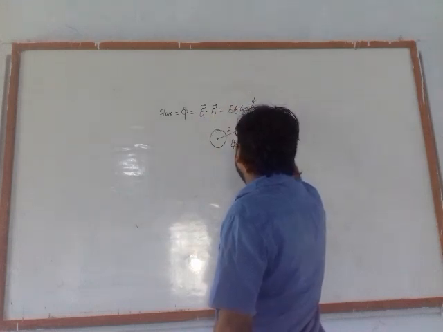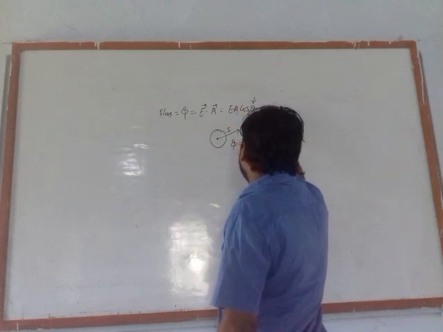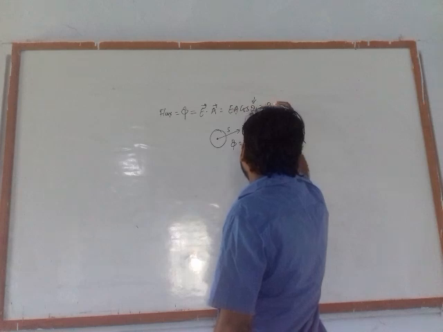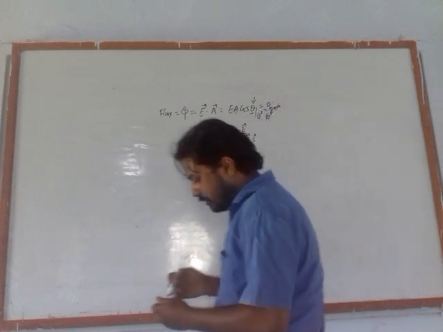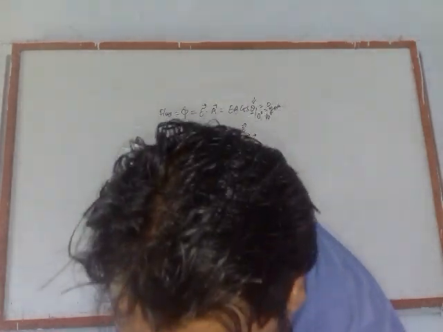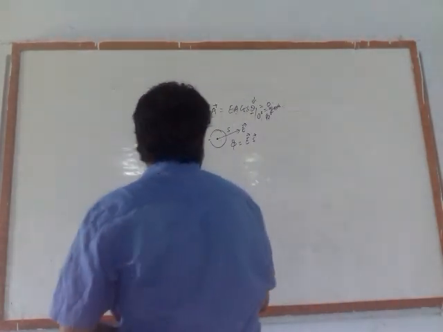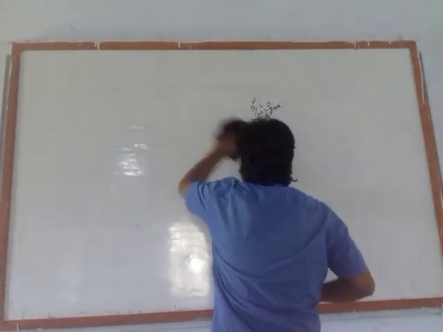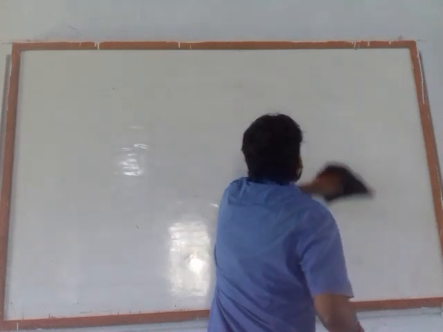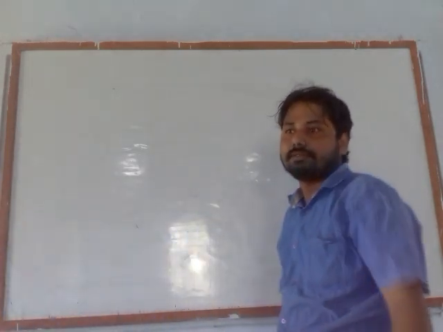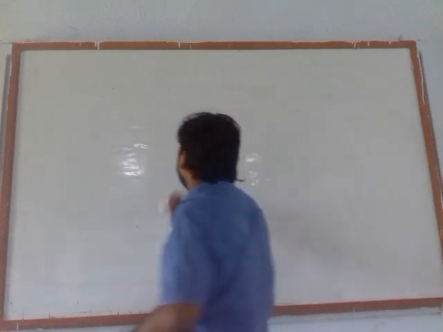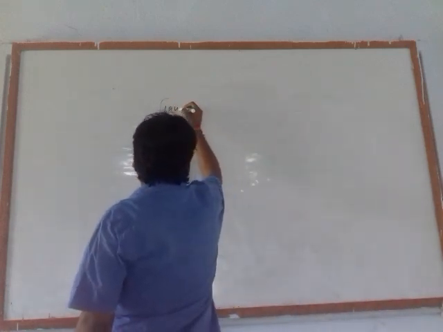Whatever the direction of field and area, the value of theta will be determined, whether it is 0 degree or 90 degree. If 90 degree, flux will be 0. If 0 degree, flux will be maximum. So once you know the flux, you can calculate the electric field very easily. And Gauss Law has very good advantages to find the electric field due to the charge. So let's start Gauss Law.